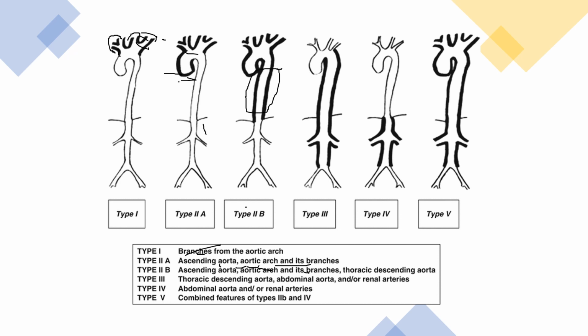Now coming to type 3 Takayasu arteritis. In this case there is inflammation in the thoracic descending aorta, abdominal aorta, and the renal arteries. So you may have high blood pressure in the lower limb. Now coming to type 4 Takayasu arteritis. This occurs in the abdominal aorta and/or renal arteries. And type 5 means the whole aorta, with combined features of type 2B and 4. So the full aorta and all its branches are involved.